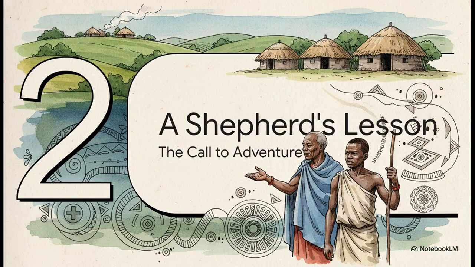So our story starts in the rolling hills of Qunu. This is where a young boy named Rolihlahla Mandela first learned about defiance from his father and about the deep wisdom of leadership from a local regent. This is really where the man who would change an entire nation truly began.